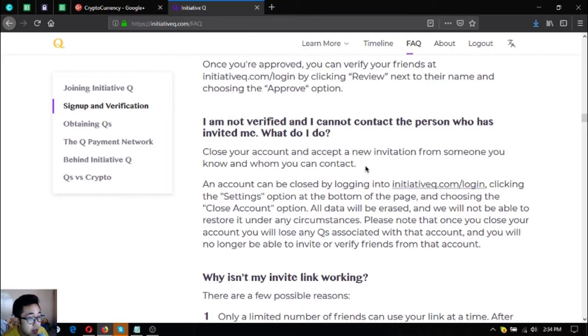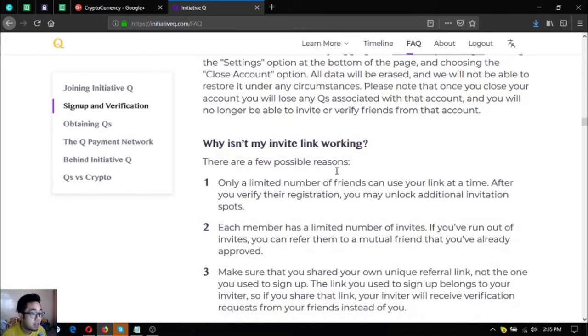Okay. I'm not verified and I cannot contact the person who has invited me. What do I do? Close your account and accept a new invitation from someone you know and whom you can contact. An account can be closed by logging into initiativeq.com/login, clicking the settings option at the bottom of the page and choosing the close account option. All data will be erased and we will not be able to restore it under any circumstances. Please note that once you close your account, you will lose any queues associated with that account and you will no longer be able to invite or verify friends from that account.